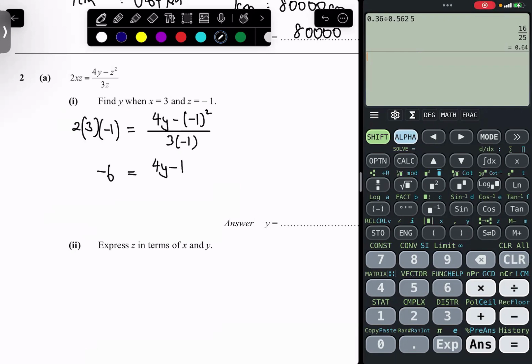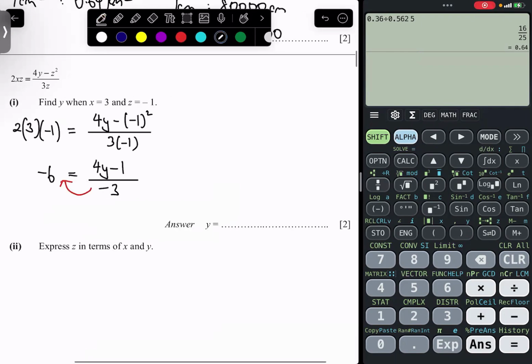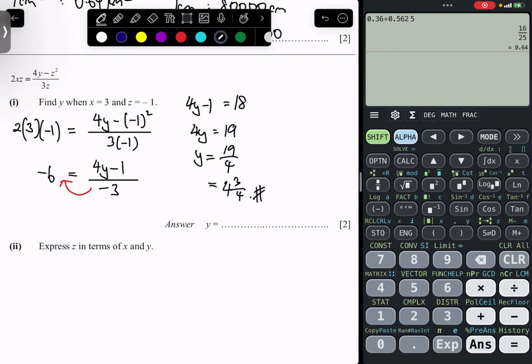So it's 4y minus 1 over negative 3. Cross multiply, negative 3 brings up, so we will have 4y minus 1 equals 18. So 4y, negative 1 switch over, 18 plus 1 is 19. y equals 19 divided by 4. Let's leave it as a mixed number, 4 whole 3 quarter.